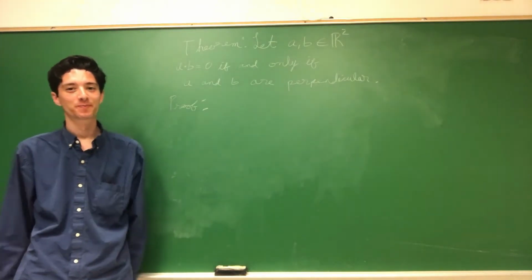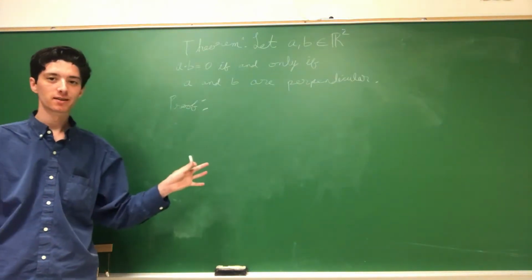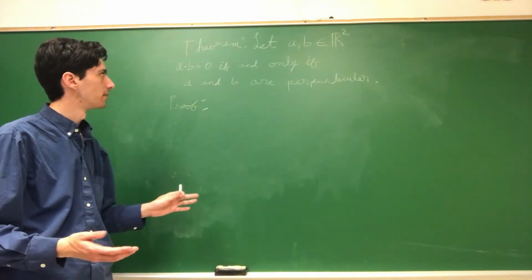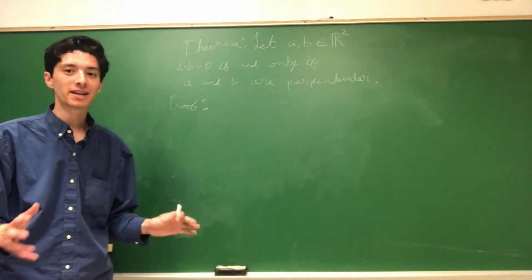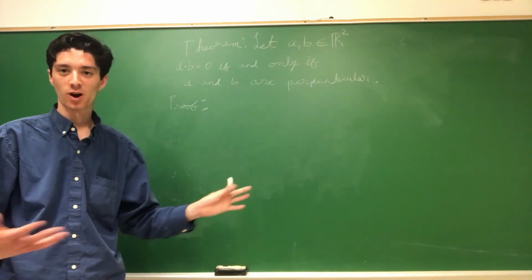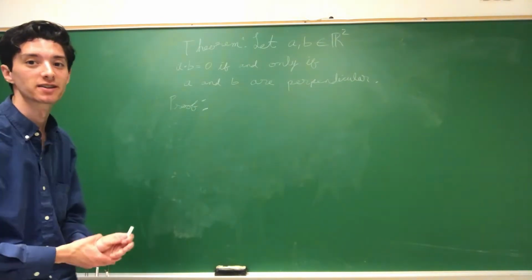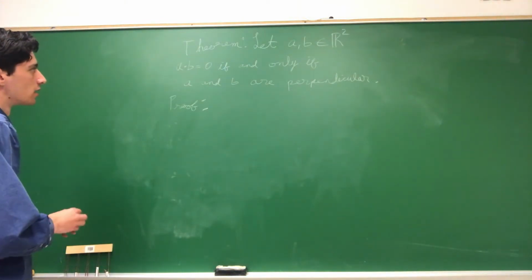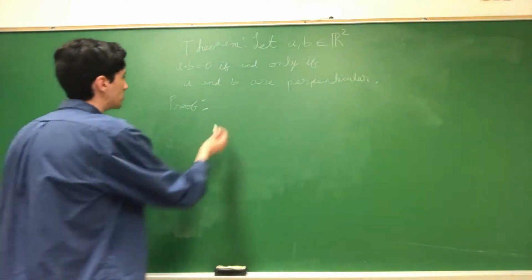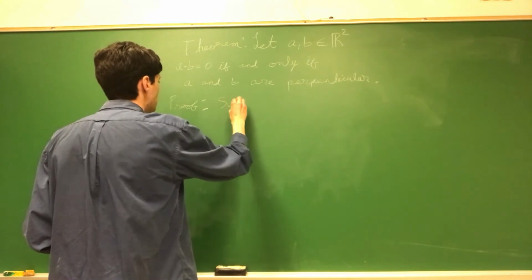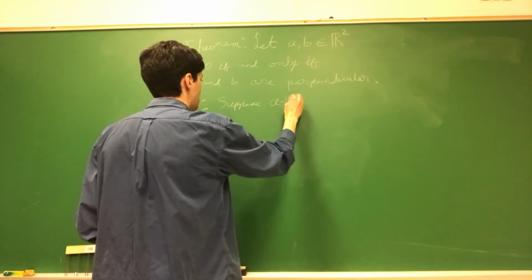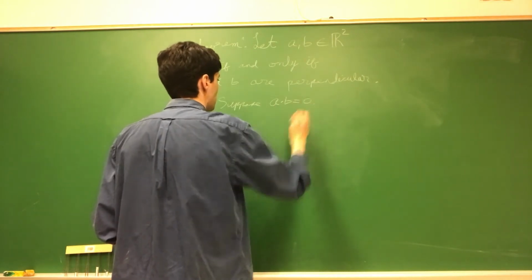with a theorem. Let A and B be vectors in R2. Then, the dot product of A and B is 0 if and only if A and B are perpendicular. So let's prove this. So we'll start with saying that the dot product is 0. So we'll say, suppose A dot B equals 0.